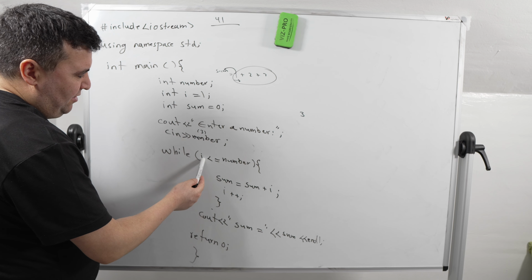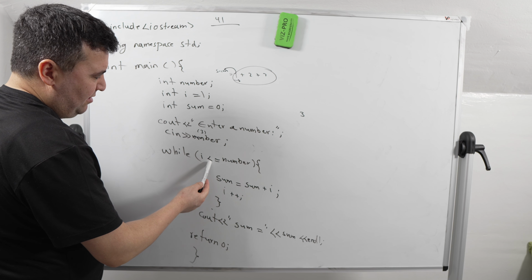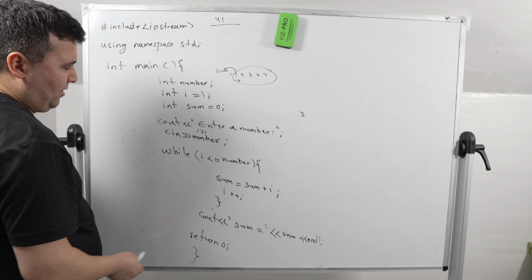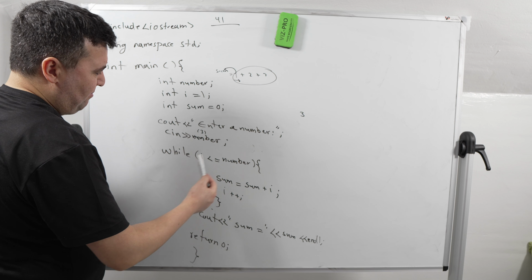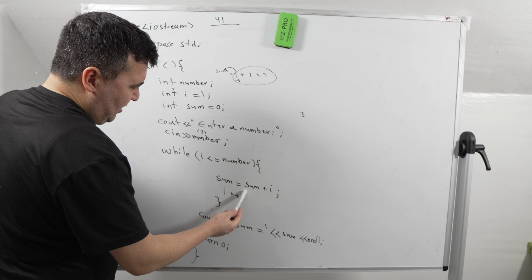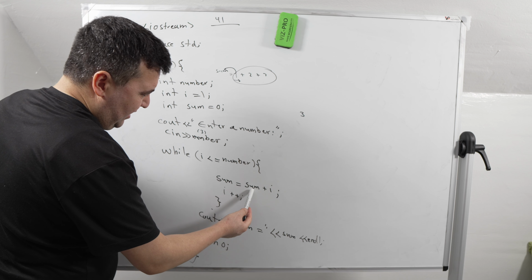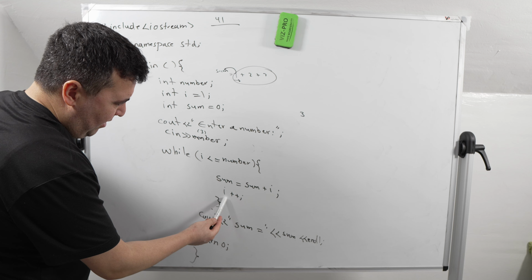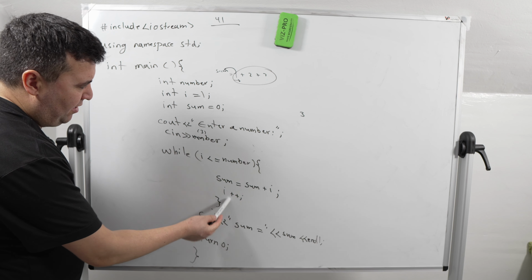Then we check if i is smaller than or equal to number, which is 3. Yes, 3 is equal to 3, so the condition becomes true. Then sum equals sum plus i, so 3 plus 3, and now i increases again and becomes 4.